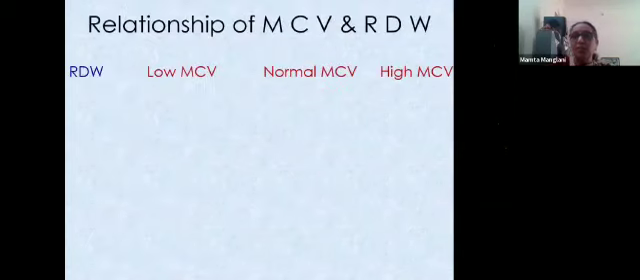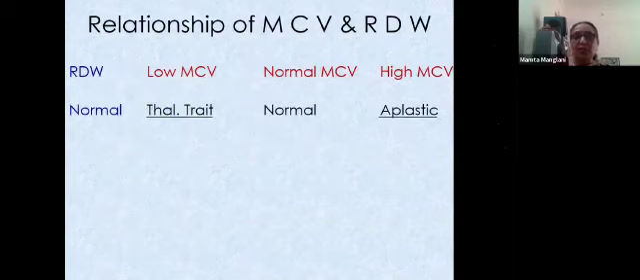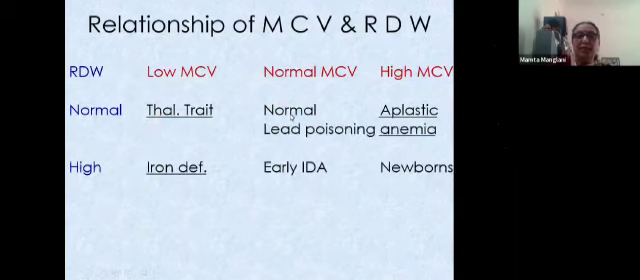Now, let us look at when we have an MCV available to us and an RDW, how we can decipher the different diagnoses. So if your RDW is normal and your MCV is low, it is a thalassemia trait more likely. Whereas if normal RDW but high MCV suggests aplastic anemia. And it also suggests lead poisoning sometimes if the MCV is not yet reduced and IDA has not yet occurred.